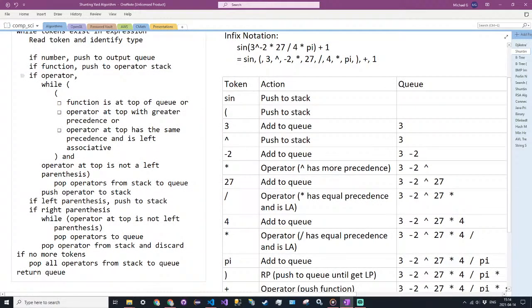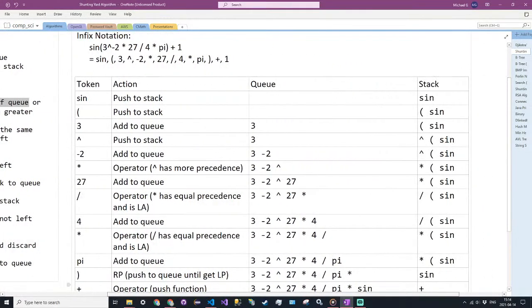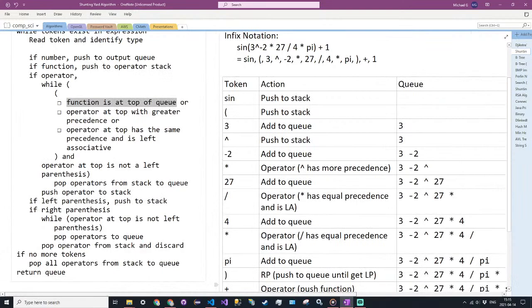And then if it's an operator, now we do need to consider precedence. So while there's a function at the top of the queue, or at the top of the, I believe this might need to be stack. I will leave it like that for now, but that could be wrong. So let me actually just check on this real quick.